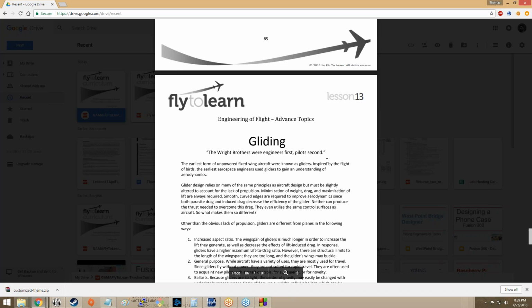So next, we've got gliding. I realize that we're not actually going to build the plane right now. I'm not going to go through the process of building the plane. We could just move on to the next lesson.